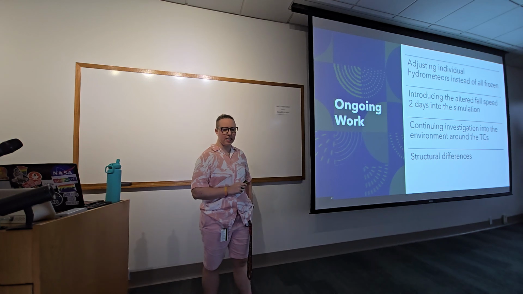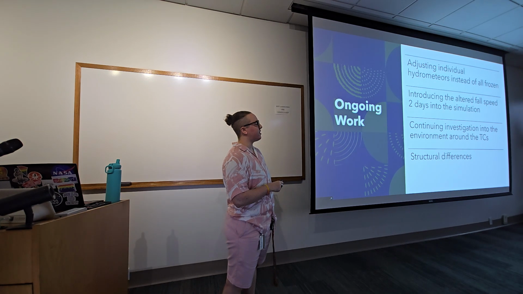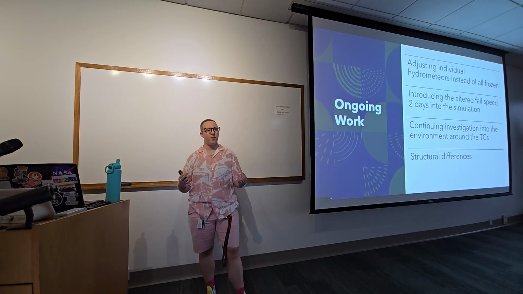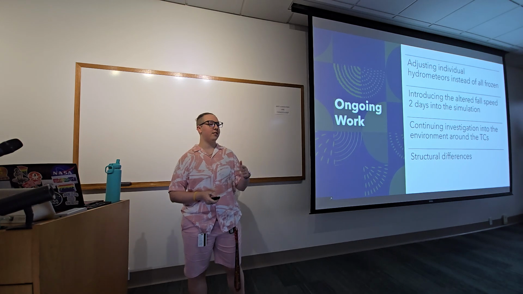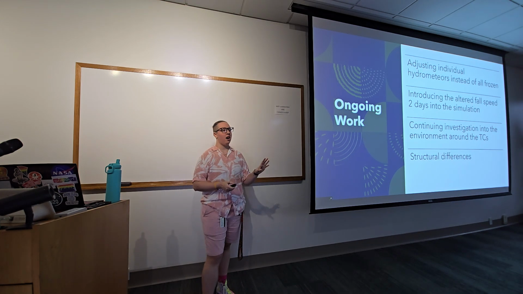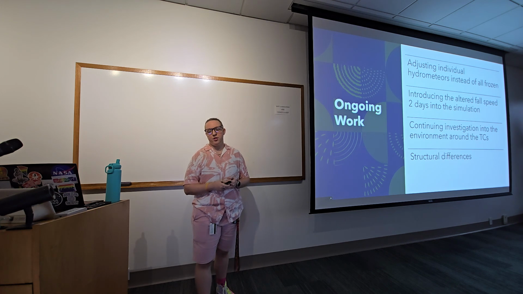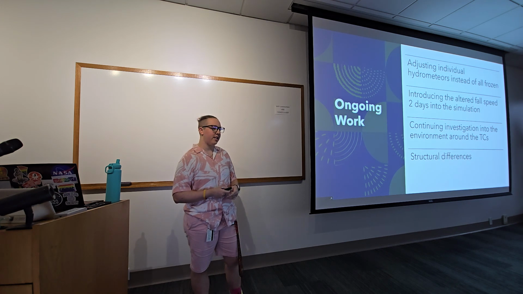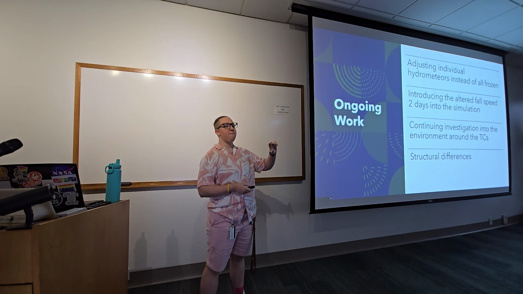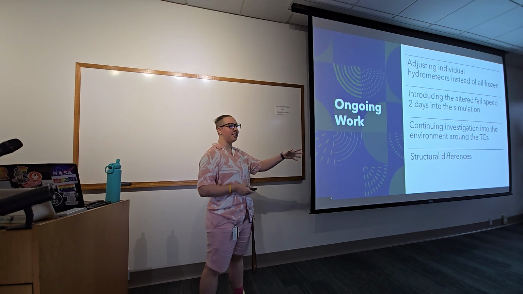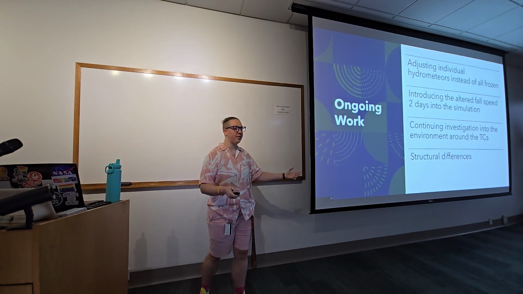What I'm currently working on and playing with in the model is adjusting individual hydrometeors. I changed all of the frozen, but the previous studies have only changed one at a time. This way we can really isolate the effects of snow versus graupel versus ice. We're also thinking about introducing the altered fall speed 2 days into the simulation. Now it's there at the beginning through that weakening and shearing phase, and we don't really want it to impact that. So we want to see what happens only when we want the storm to intensify.